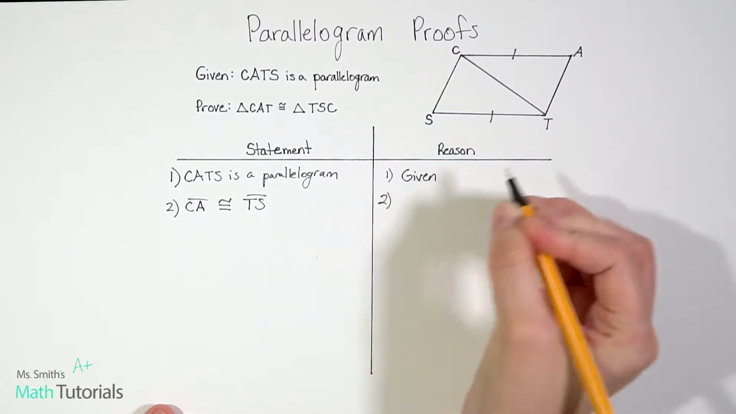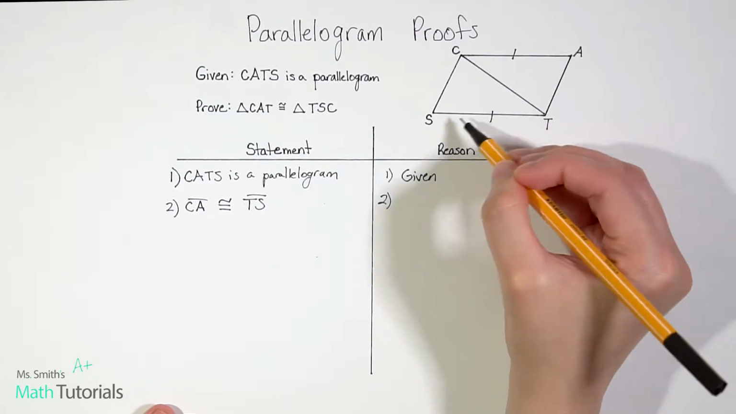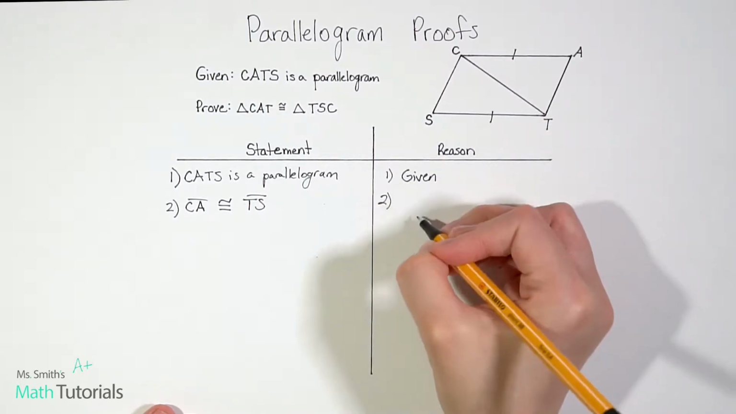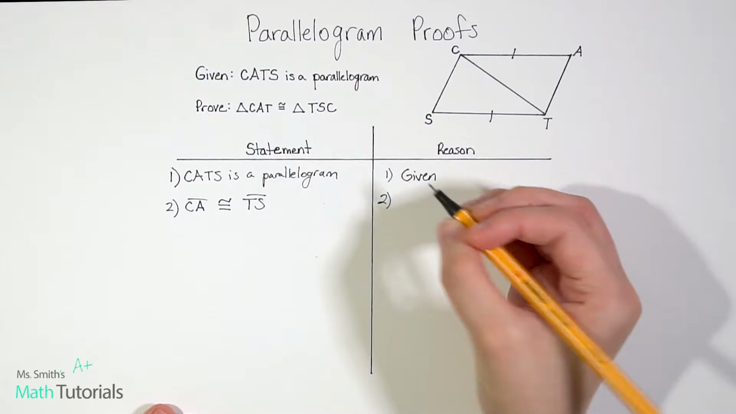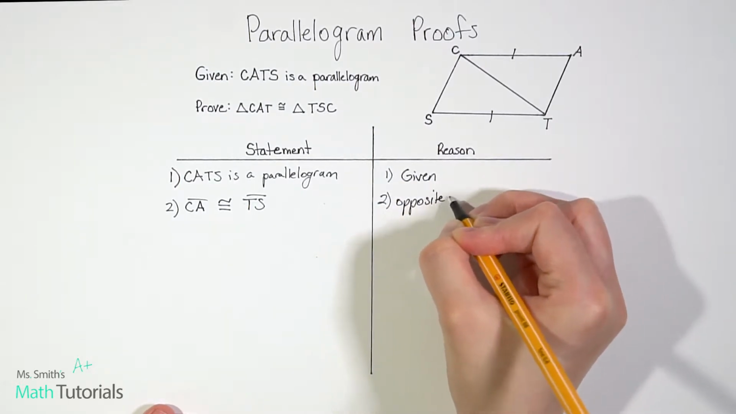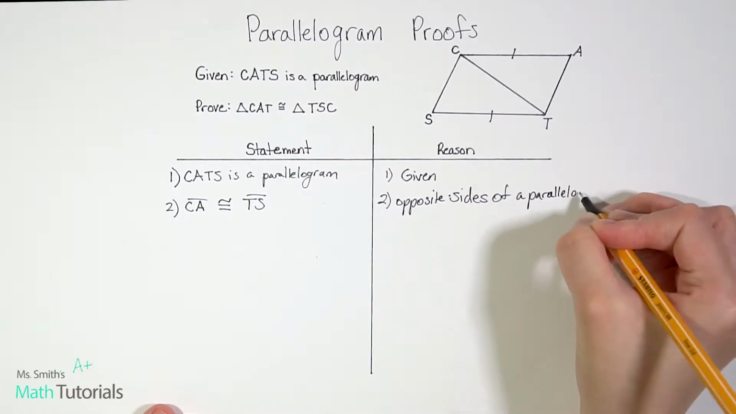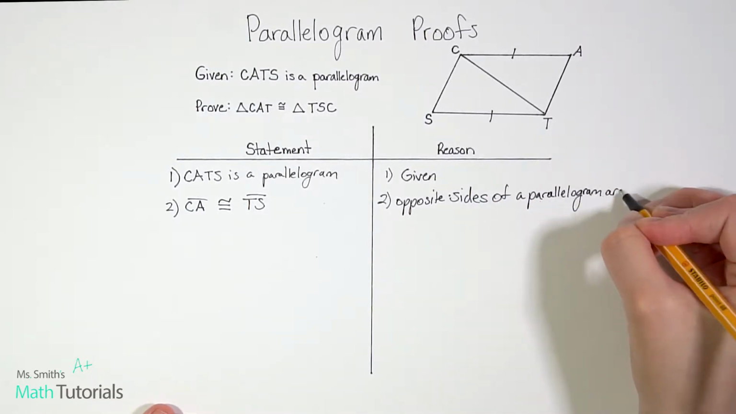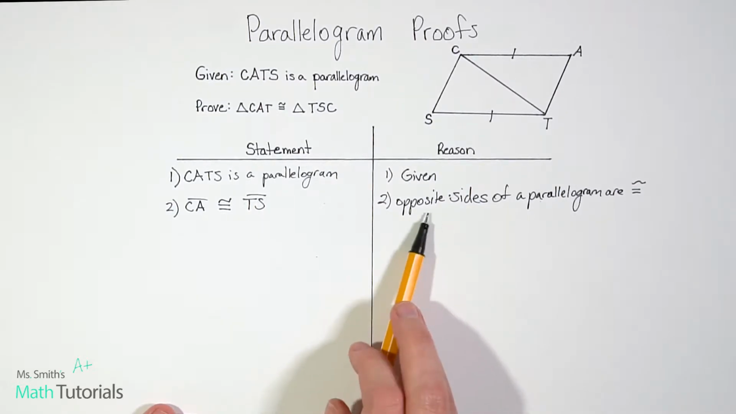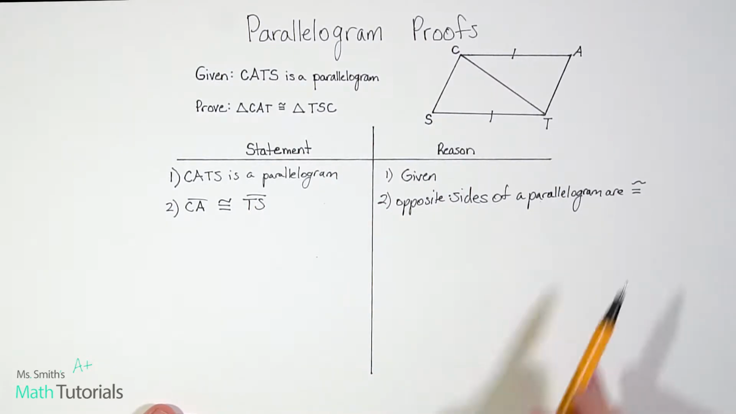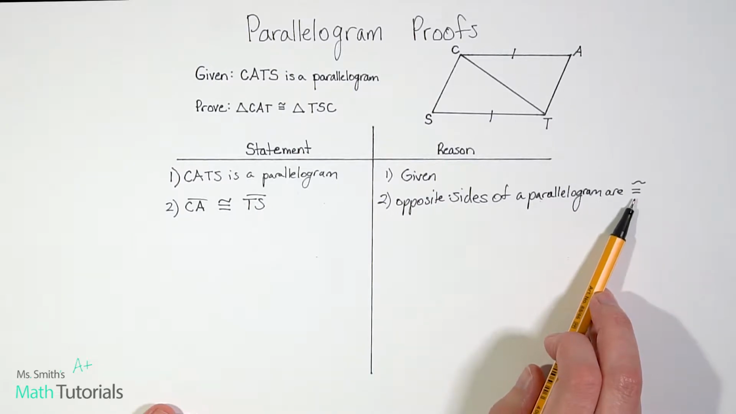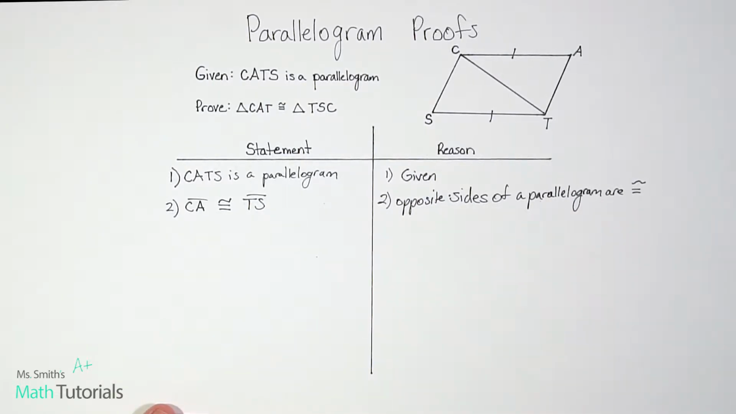And how do I know that CA is congruent to TS? Well, it goes back to that rule of parallelograms. So I always just note that as opposite sides of a parallelogram are congruent. And some teachers may be totally okay with you shorthanding a bit. Like I notice I use the symbol for congruent instead of actually writing out congruent. Different teachers are going to have different preferences, so just make sure you're paying attention to what your teacher requires. But for this video, I'm just going to use some shorthand.